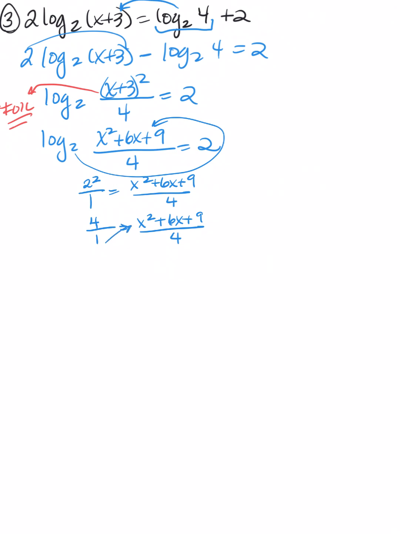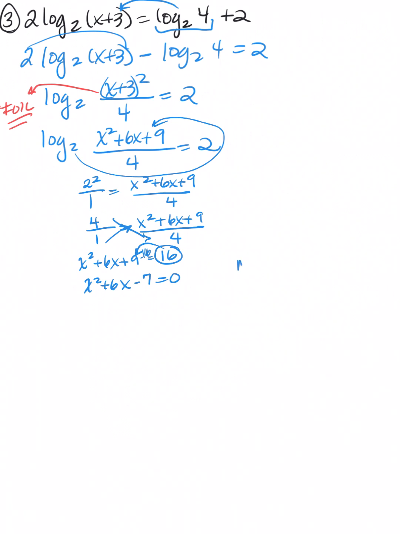So we're going to cross multiply. I'll have x squared plus 6x plus 9 equals 16. So I need to set it equal to 0, so I need to move my 16 over. So x squared plus 6x, 9 minus 16 is what? Negative 7 equals 0. Now we're at the factoring stage.